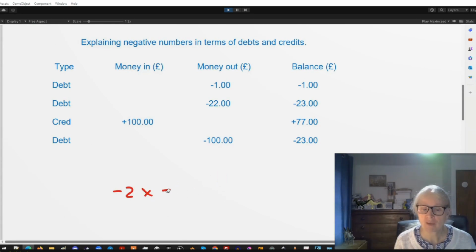Negative numbers were invented to keep track of debts, so it would be much better to learn about them in the way that they were invented.